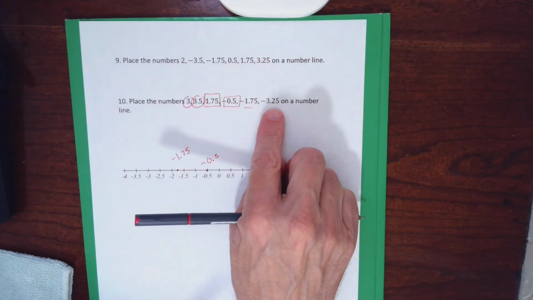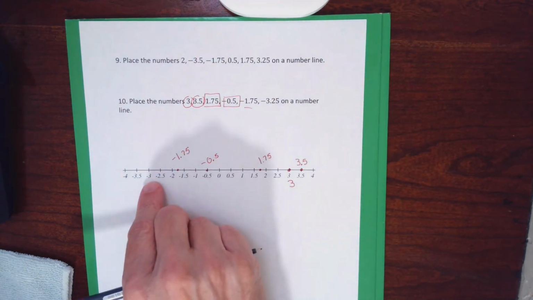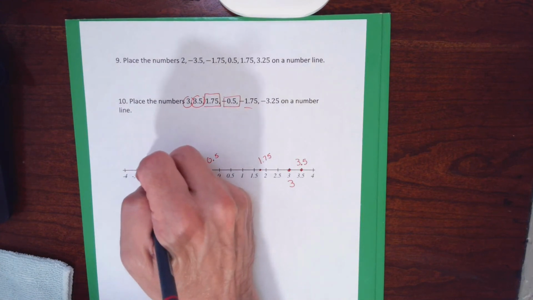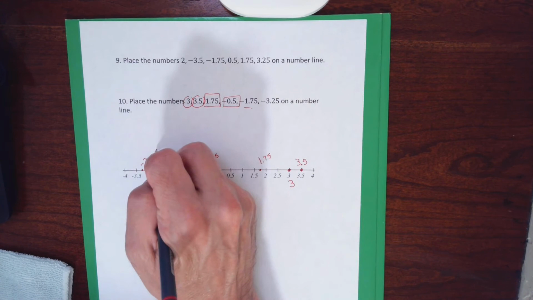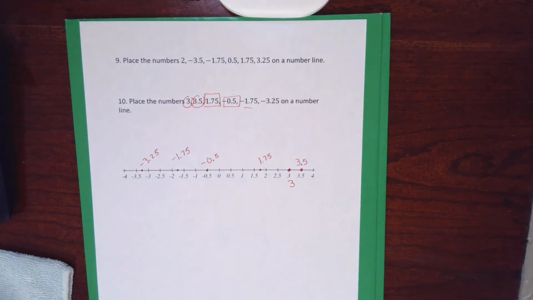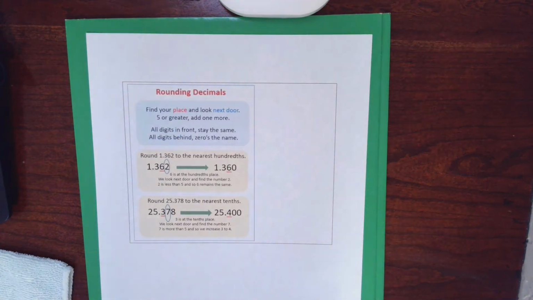And lastly, -3.25, that's between -3 and -3.5. -3.25. Halfway between -3 and -3.5. I could talk about the number line when we get into rounding here in a second, but I think it's almost pointless. I think it's easy enough. This is going to overcomplicate the whole situation of rounding. So the next few problems are rounding.